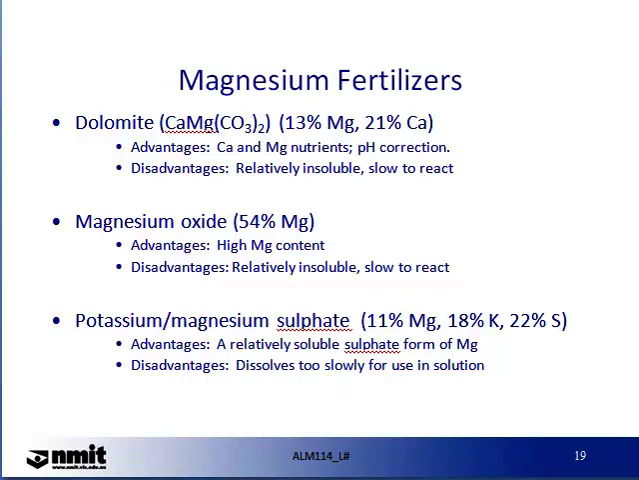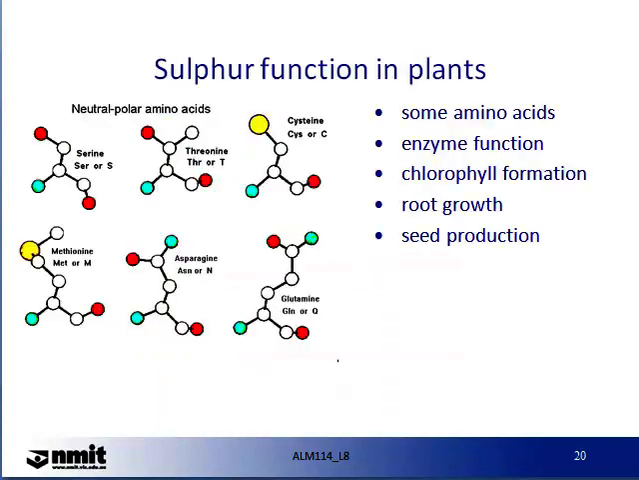Potassium magnesium sulfate fertilizers are composed of 11% magnesium, 18% potassium, and 22% sulfur. The advantage of these fertilizers is they have a relatively soluble sulfate form of magnesium. However, these too dissolve slowly. We will now move on to the last section of this lecture and look at sulfur. We will start by looking at the roles and functions of sulfur in plants.